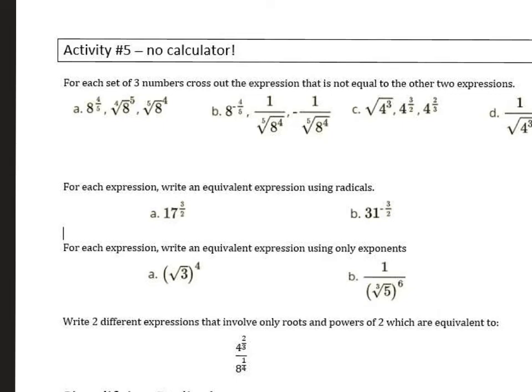Okay, so here is part 2 of 4-3, day 2 notes. For each set of 3 numbers, cross out the expression that is not equal to the other 2 expressions. Looking at this, my first expression says I have 8 to the 4/5, and then the 4th root of 8 to the 5th, or the 5th root of 8 to the 4th. So the main thing here is, which one should go out in your index, the 4 or the 5? It should be the 5, so we're going to knock out this second answer.